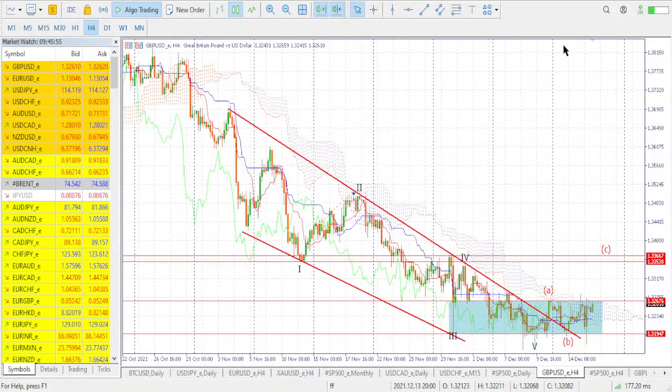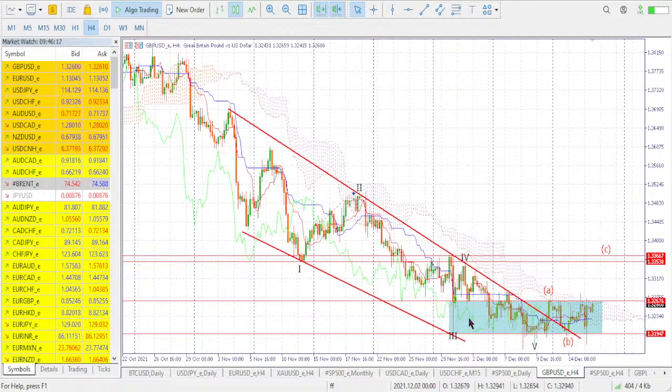So I'd like us to start off with the chart on the screen. This is the GBP USD. On this chart, the price was within some channel formation. We had a resistance here, and here, and here. The price broke above this resistance.